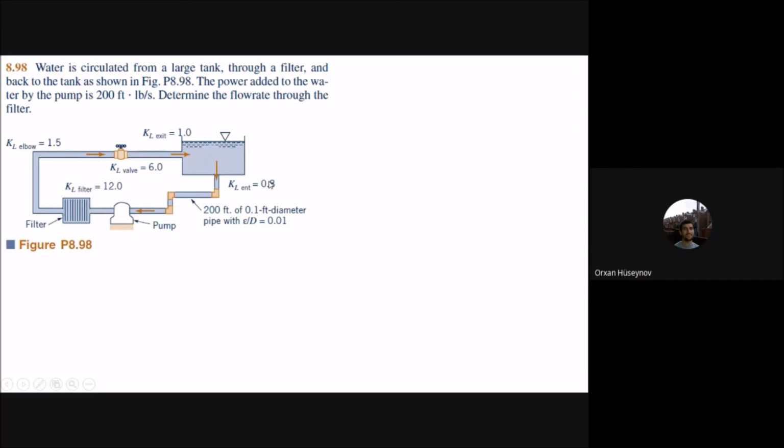Now let's solve the problem. To solve it, I should write the conservation of energy. To write the conservation of energy, you can take any two points, but for closed systems, this one is a closed cycle. You can see it sends the water to the reservoir and sends it back. So I take point 2 here and point 1 here, write the conservation of energy, and simplify the terms as much as possible.